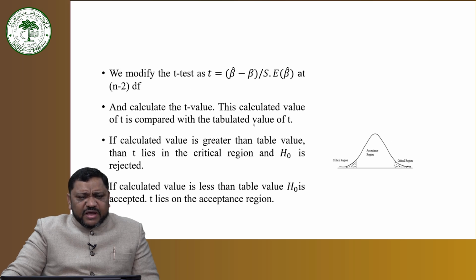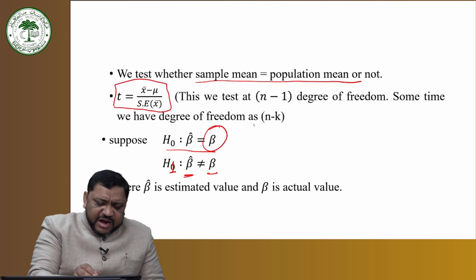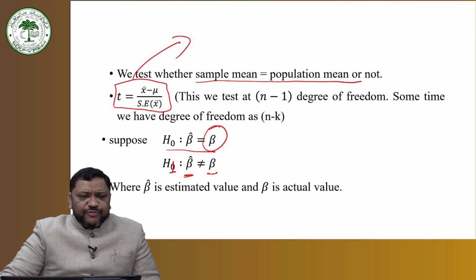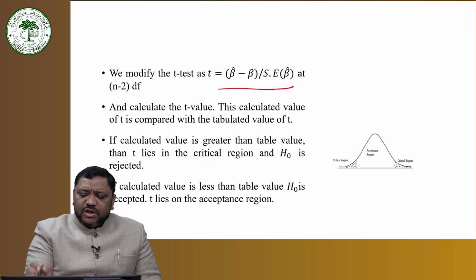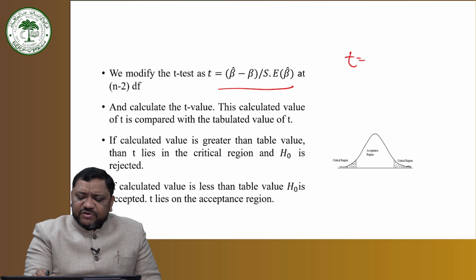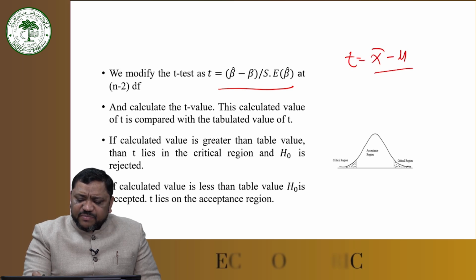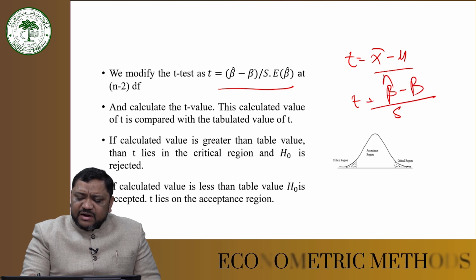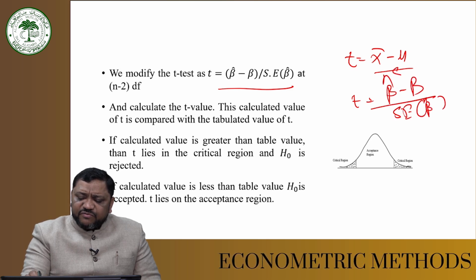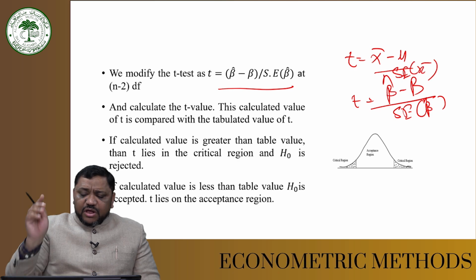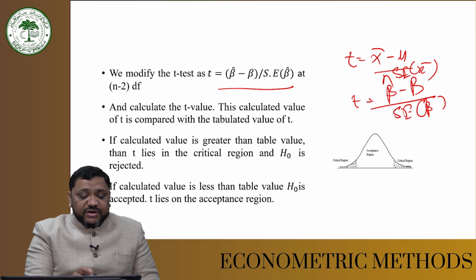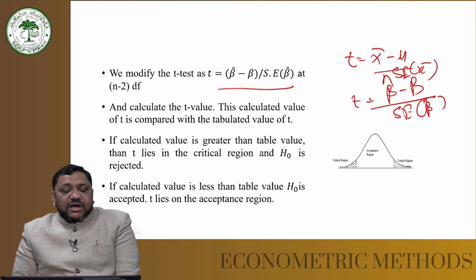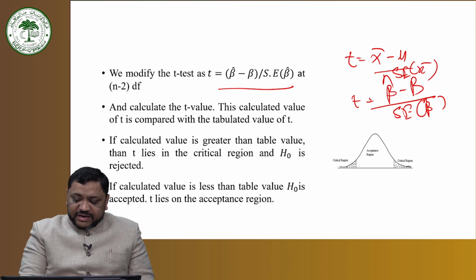Now we modify the t-test formula according to our need. In place of x bar minus mu divided by the standard error of x bar, we now have t is equal to beta hat minus beta divided by the standard error of beta hat. We calculate this t value, and this calculated value of t is compared with the tabulated value.